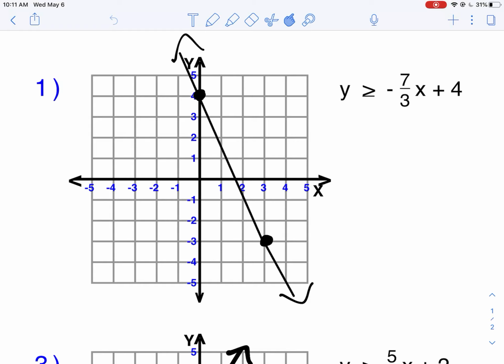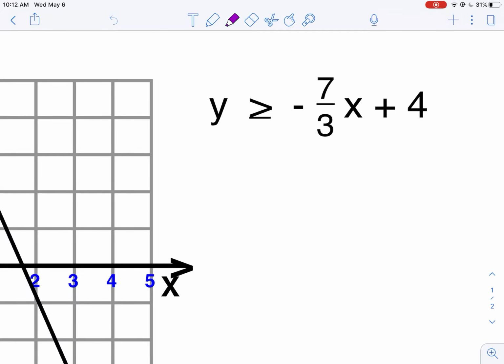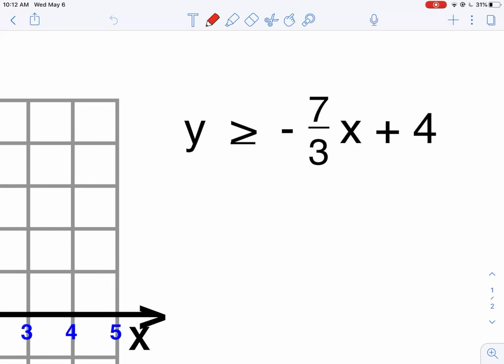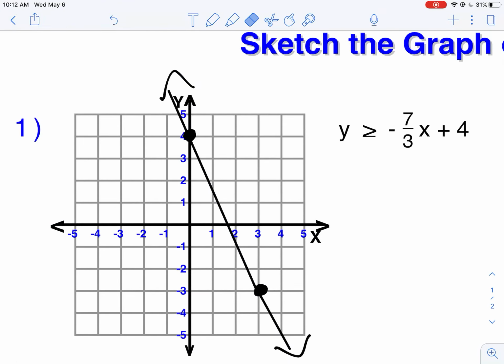Now, a tricky part is trying to figure out which part to shade. And that's what I'm going to walk you through here, because this is all you have to do for your homework today. All you have to do is shade. Let's take a look here. There are a couple ways you can approach this. First of all, our inequality symbol here is greater. Y is greater. So what that's telling me is all the solutions are going to be when y is greater than whatever this is.